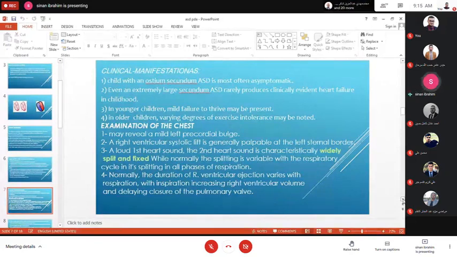The fourth point in the auscultation: usually the duration of the right ventricular ejection varies with respiration. With inspiration, the right ventricular volume increases, delaying the closure of the pulmonary valve. This delayed valve closure will cause the fixed splitting, same as number 3.